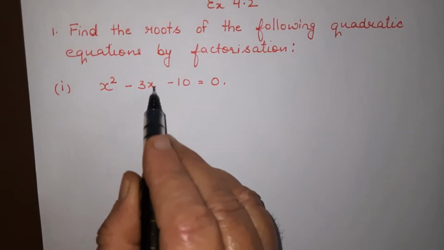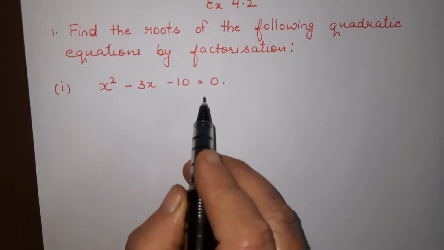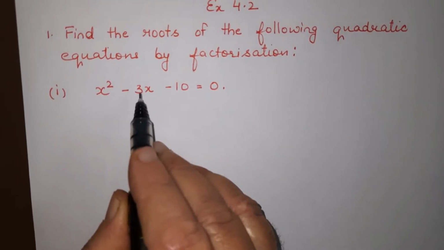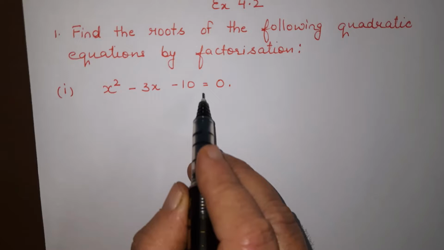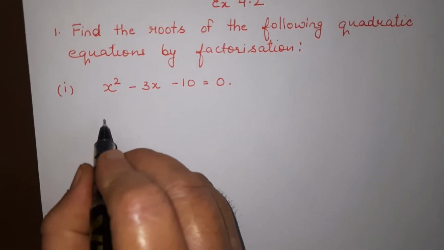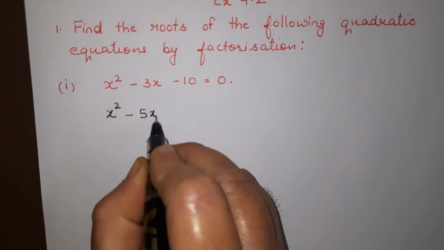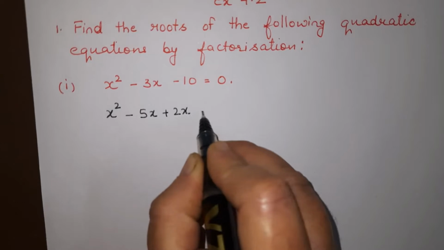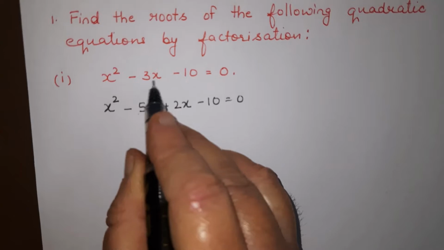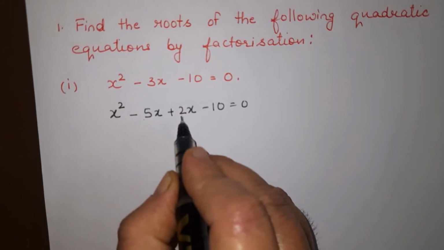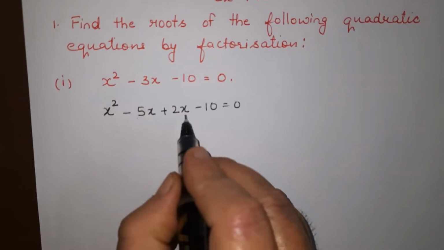Now what we have to do here is split the middle term such that when we add the two numbers, we get minus 3, and when we multiply them, we get minus 10. The numbers are such that we can write minus 3x as minus 5x plus 2x. Now see what it will become. Minus 5x plus 2x is minus 3x and minus 5 multiplied by 2 is minus 10. So we have split the middle term.